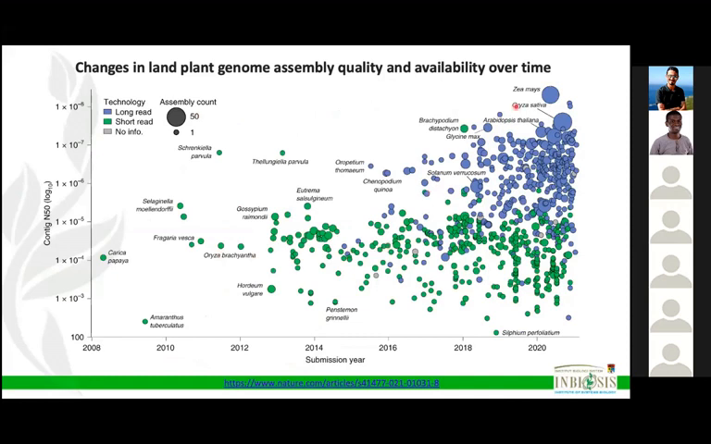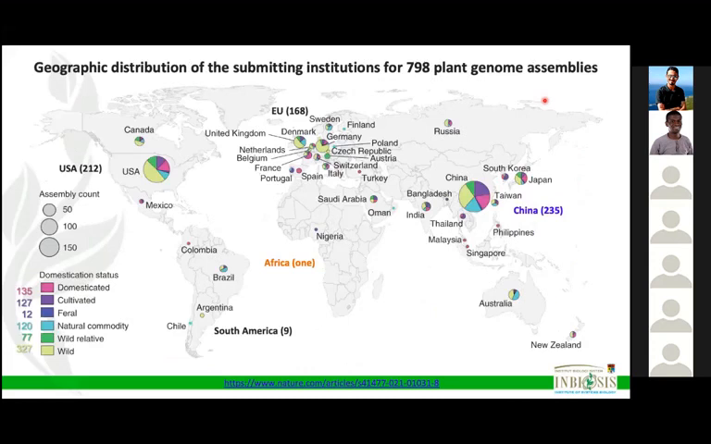And the trend is towards all these long read sequencing technologies. And you can see some of the model plants have so many assemblies. So this is from the population resequencing I mentioned. And among the 798, only one was submitted from Africa, from Nigeria. The others are mostly from China and USA.